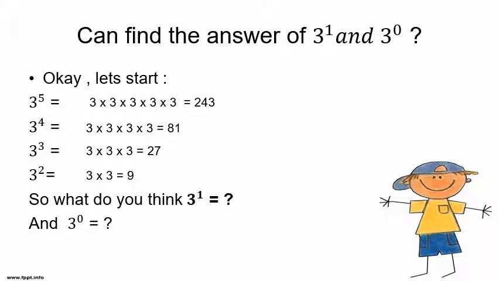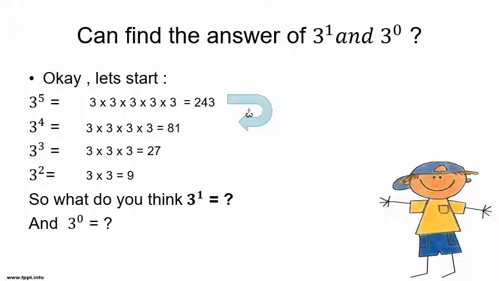What do you notice? You notice that the answers are decreasing, and I'm dividing this number by 3 to get this one. If you divide this number by 3, you get this one. If you divide this number by 3, you get this one. Okay, from 3 to the power 2 to 3 to the power 1, divide by 3. What do you get? You get 3. Correct answer. 9 divided by 3 is equal to 3.